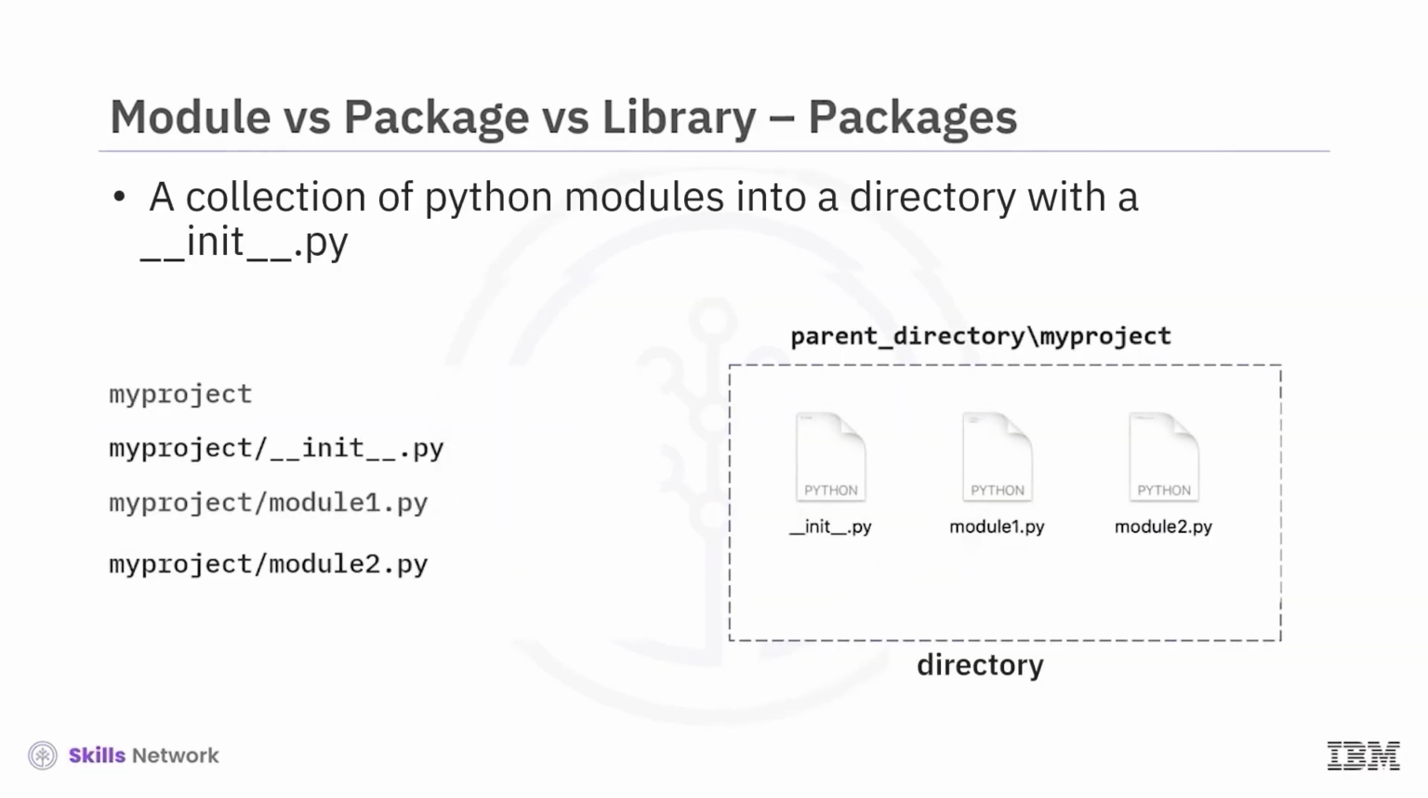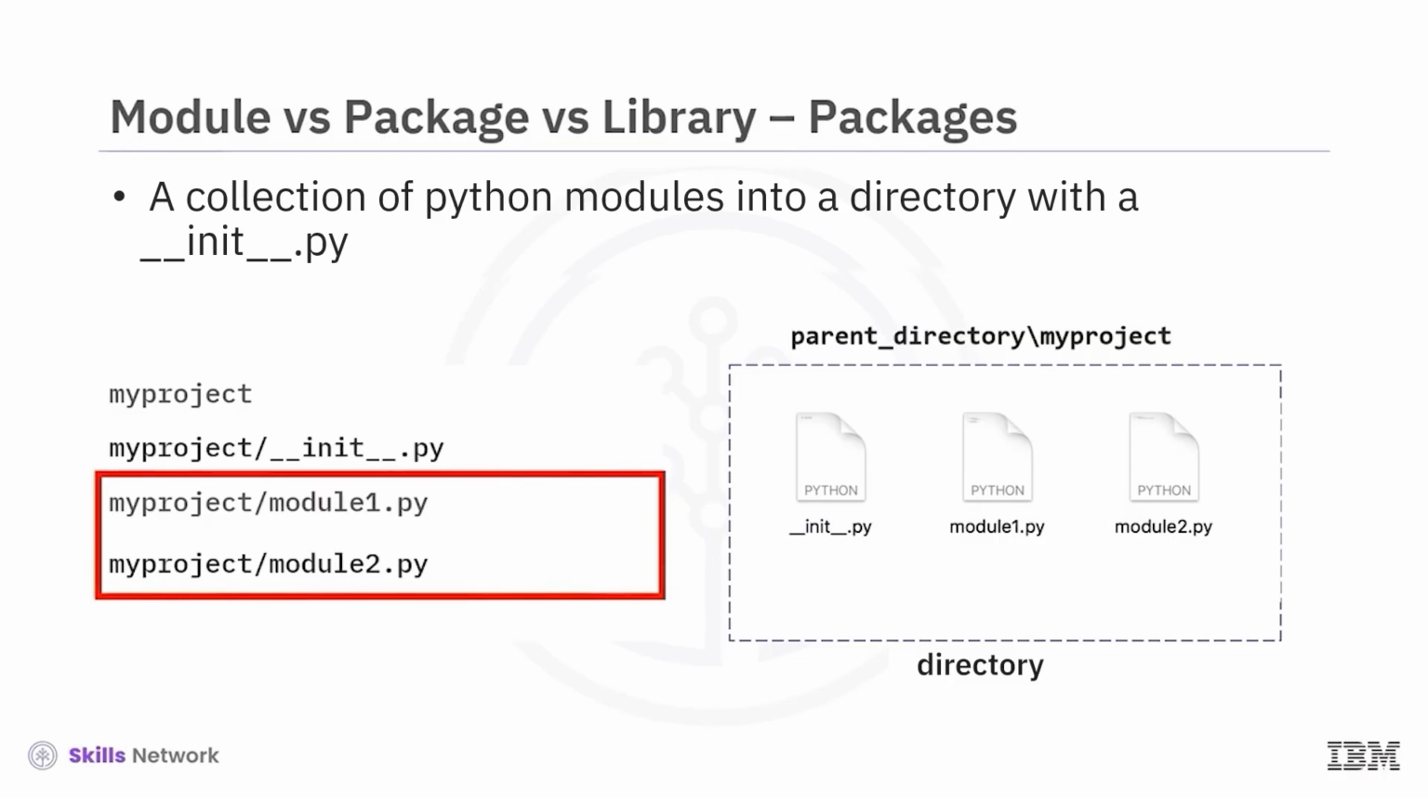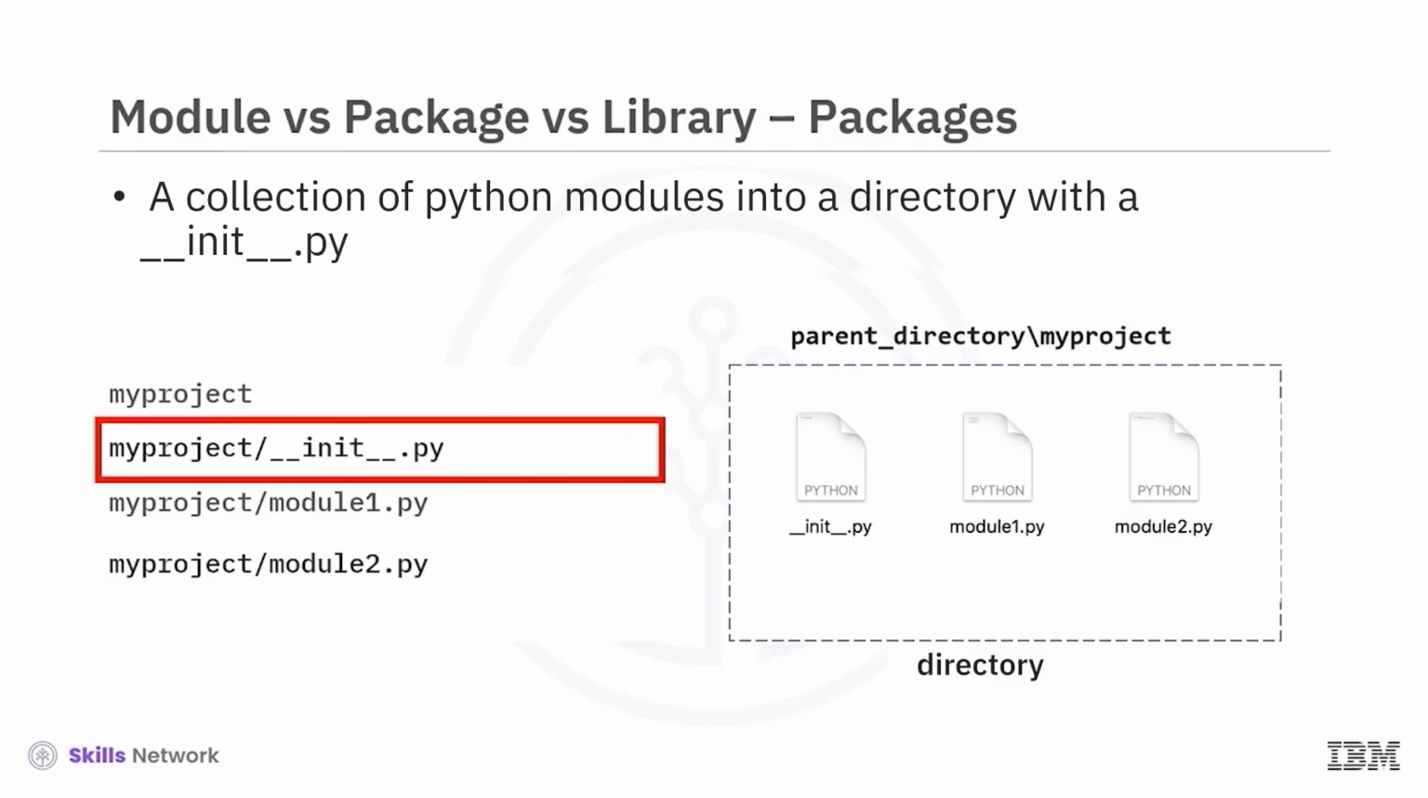A package is a collection of Python modules in a directory with an __init__.py file, which distinguishes it from just a directory of Python scripts. The example shows the package myProject in a parent directory with two modules, module1.py and module2.py. It also contains an __init__.py file. When you import a module or a package, the corresponding object created by Python is always of type module. Note that the distinction between module and package is only at the file system level.